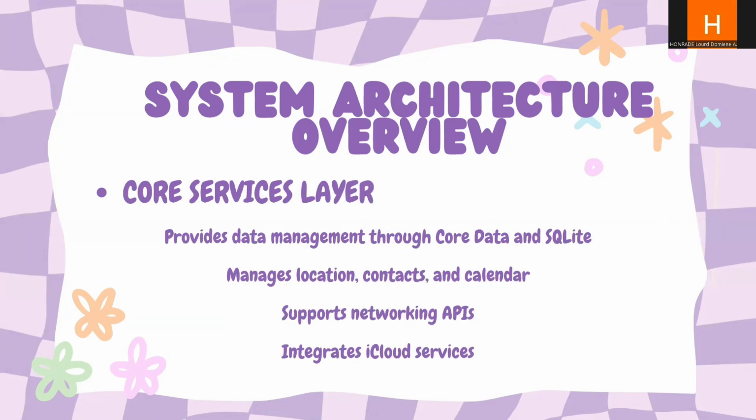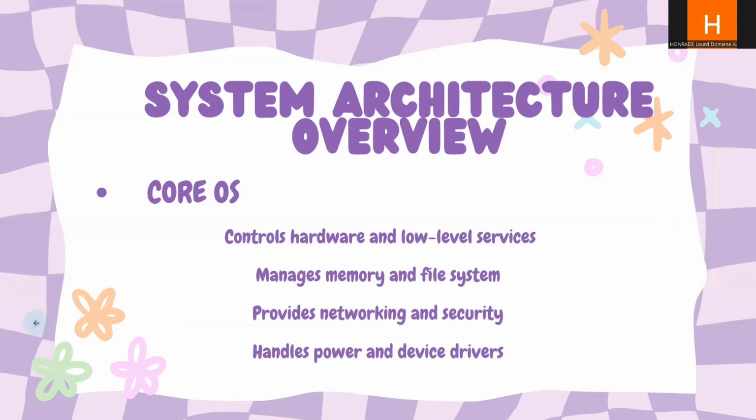Beneath that is the core services layer. This layer is like your phone's personal assistant. It manages your important data like contacts, calendars, and location information. It also connects your apps to iCloud, making sure your data stays in sync across all your Apple devices. Finally, Core OS. This is the base of the system architecture of iOS.